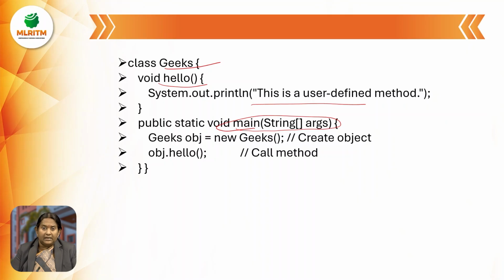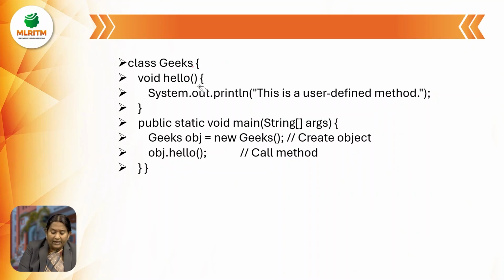This is public static void main, the main method, in which we have to create an object for a particular class. The class name is Geeks, so here we will create an object for Geeks. So obj is the name of the object for the Geeks class. Here new Geeks will instantiate and create an object. When we call obj.hello, the cursor will go to hello and perform the System.out.println statement, and after that it will come back to the original main method.